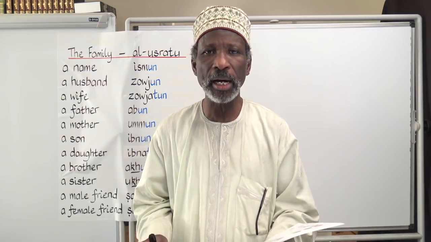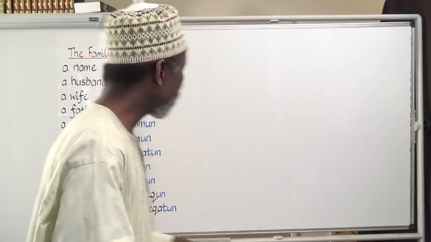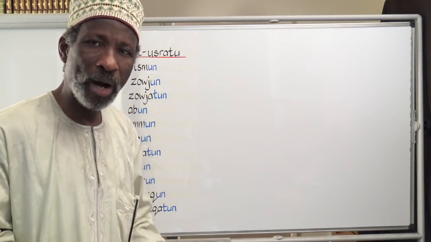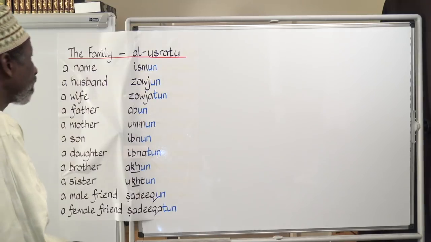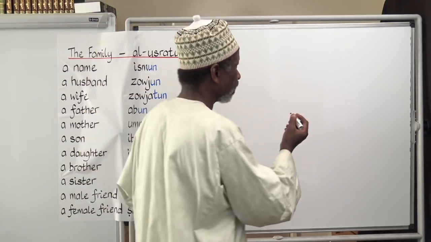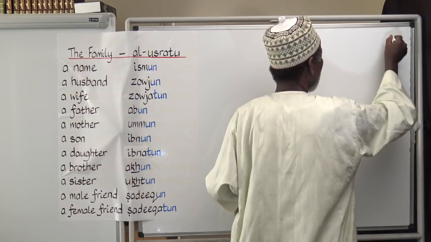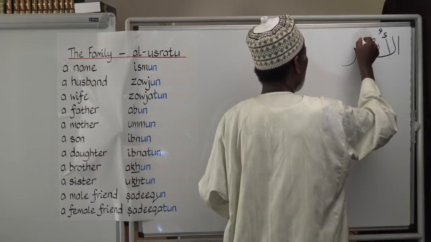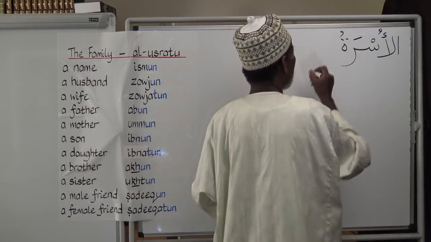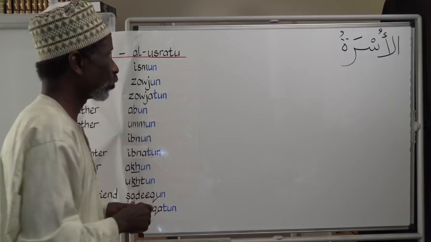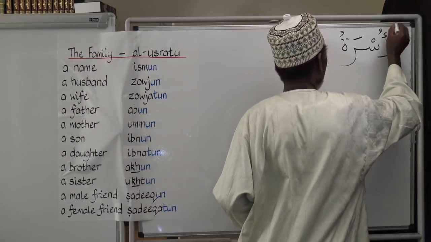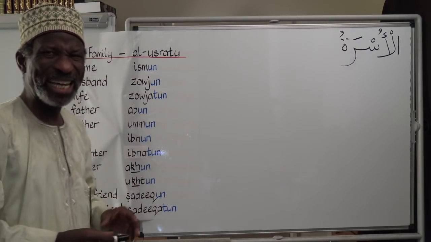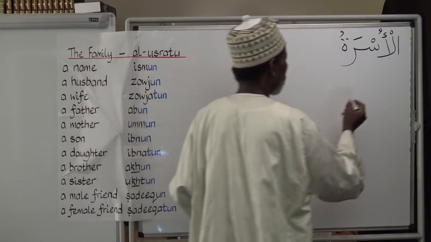Let's look at some new vocabulary. The new vocabulary we have today is the family. Family in Arabic is called al-usra. Al-usra, the family. Al-usratu. Let's write it down. The family. Al-usratu. So let's put sukun on our lam of the. Al-usratu, the family. A name in Arabic is ismun. Let's write ismun.